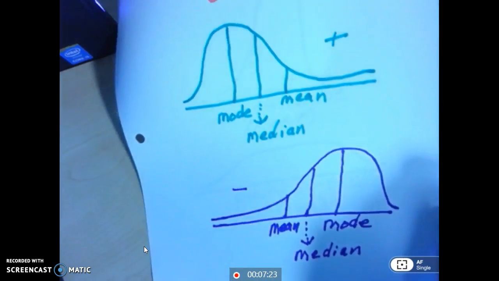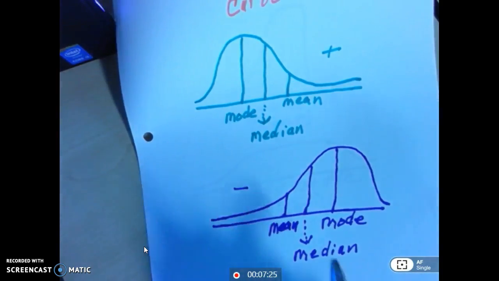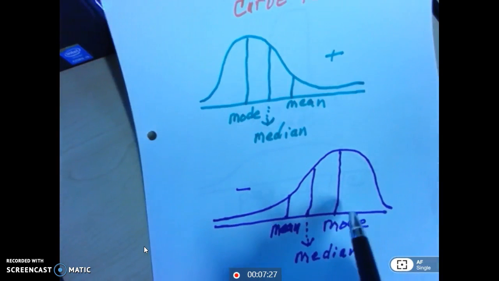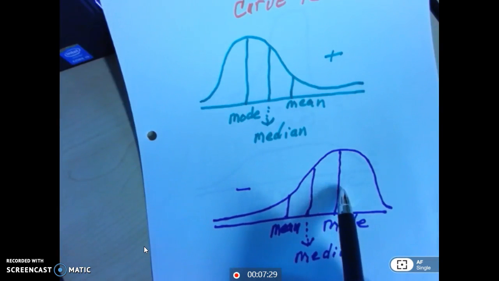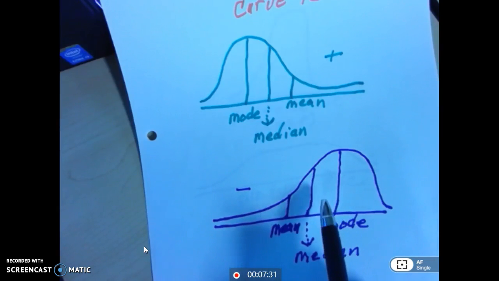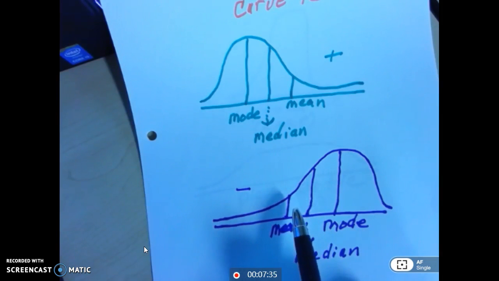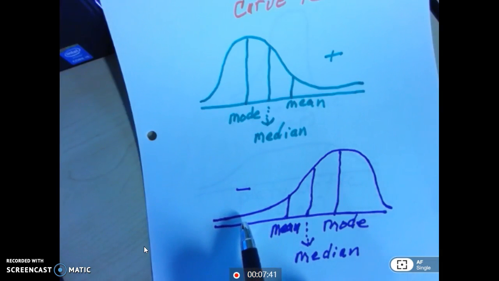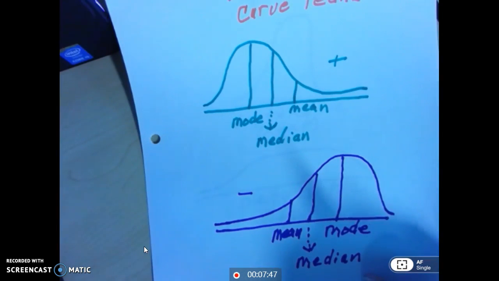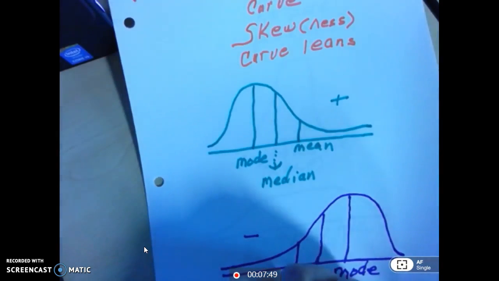When it skews the other way, again we have the mode at the high point, the number that occurs the most, then the median, the middlemost number, and then the mean, which is the average of the numbers. Now, the tail goes towards the negative side, so it is negatively skewed.